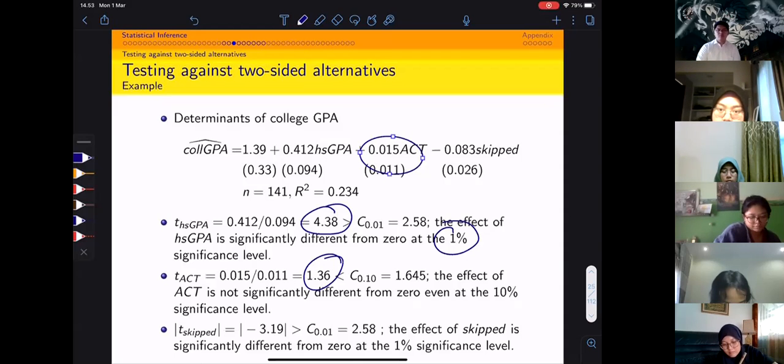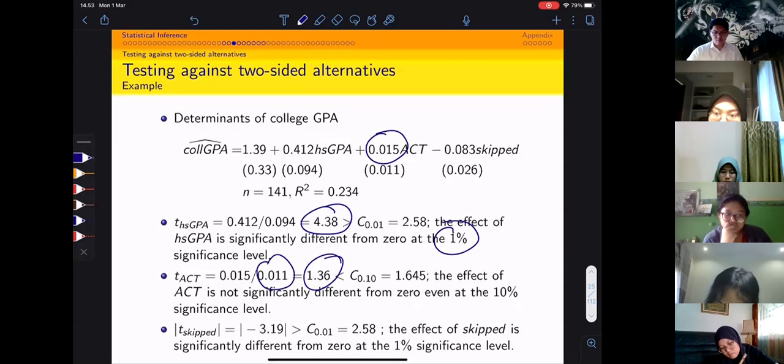Okay. So you're asking, wait, the estimated value is not 0. However, given the standard error, we cannot distinguish 0.015 from 0. Okay. And so the estimated coefficient is not enough. We need to know the magnitude of the distribution. So if it's not precisely estimated, then we'll have to say that it's not statistically different from 0.